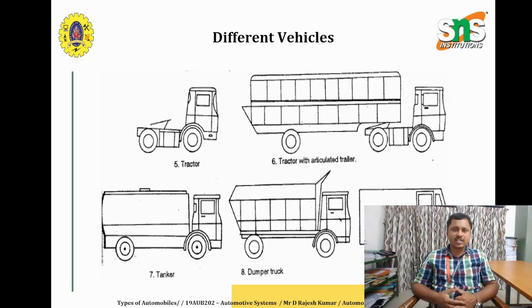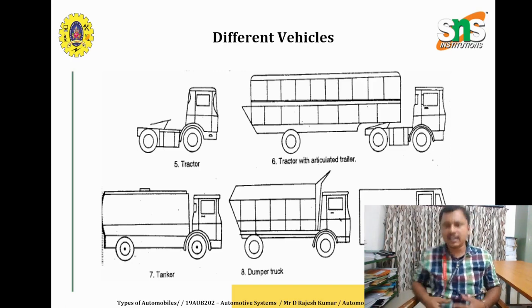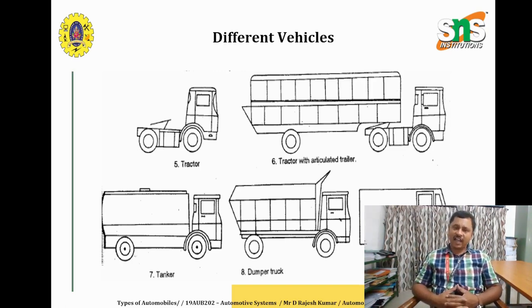And the next thing you can see here, a tractor with the articulated trailer. So the trailer is nothing but which is coupled with the tractor. The trailer will have an axle or multiple axles. So this trailer is used to load the goods on the vehicle, and which is connected to the tractor. That is serial number 6.